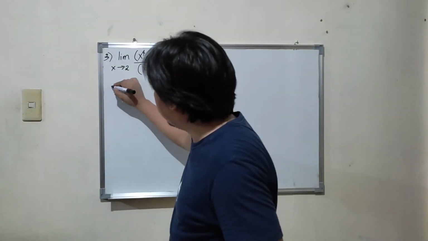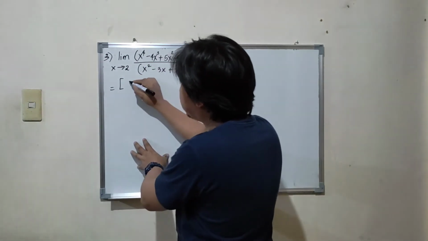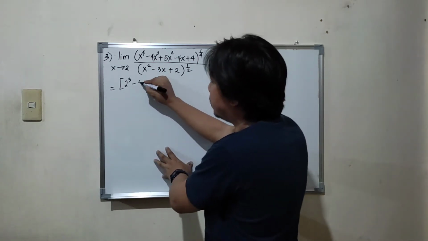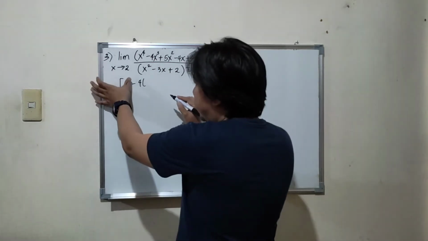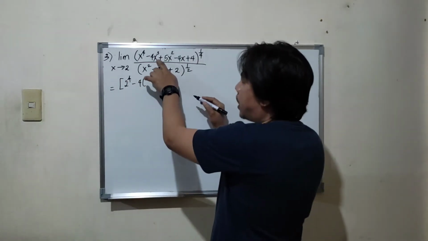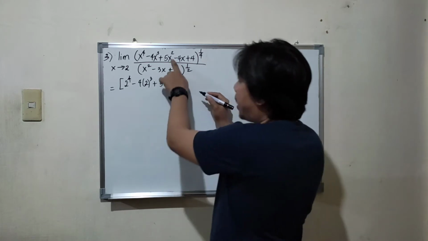So we apply the limit. By simply substituting 2 for every x, we have 2 to the fourth, minus 4 times 2 cubed, plus 5 times x is 2.